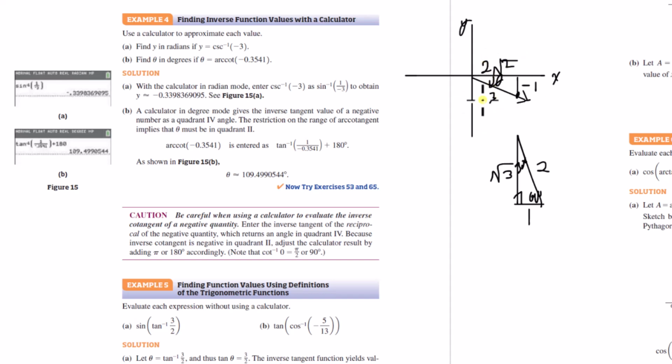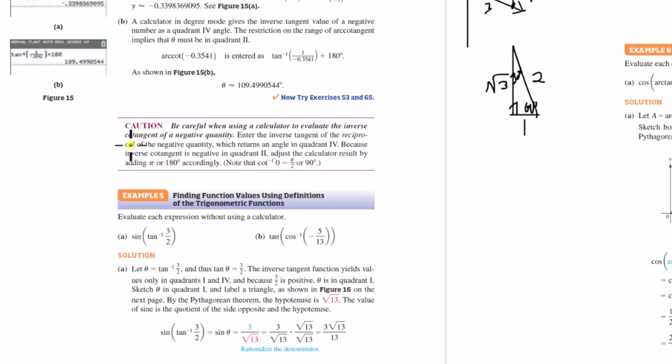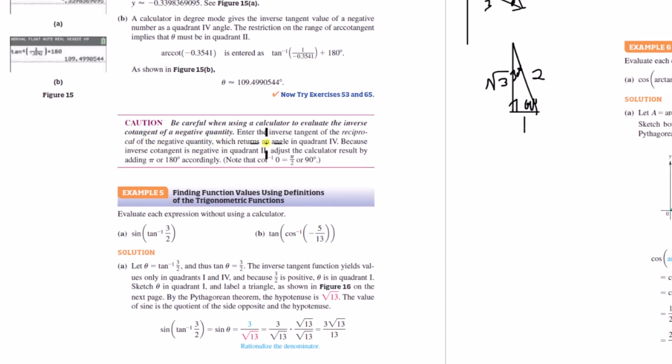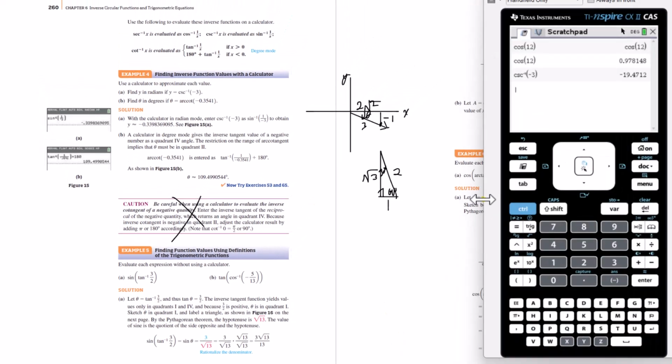You could get any trig function value of this angle that you want. Okay, caution, be careful when using a calculator to evaluate the inverse cotangent of a negative quantity. Enter the inverse tangent of the reciprocal. Yeah, we're ignoring all this. This is talking about how, if you want to find cotangent or inverse cotangent, you have to take the reciprocal, but we don't. The modern calculators are powerful. We've got any operation we want: inverse, secant, cosecant, anything.